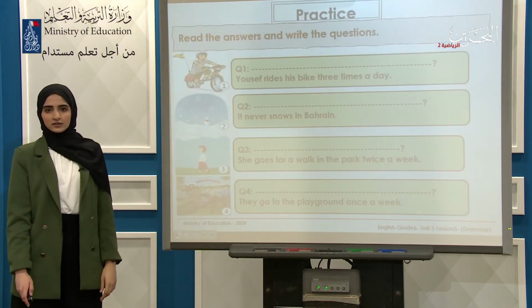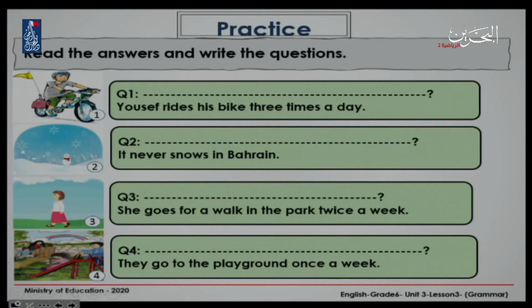Now, we will start with the first activity. Let's read the answers and write the questions. You have 4 minutes to finish this activity.